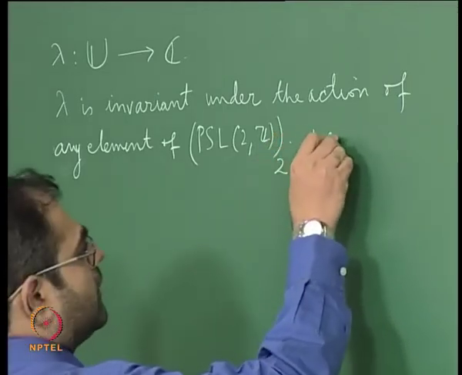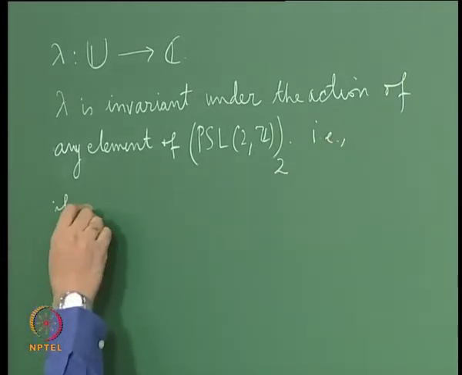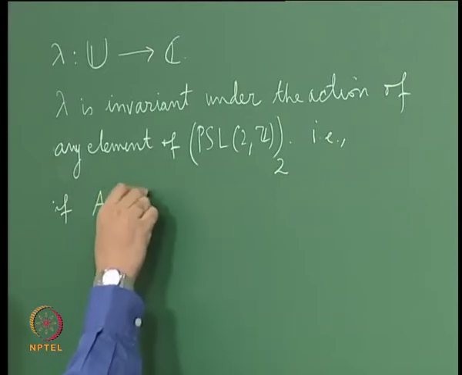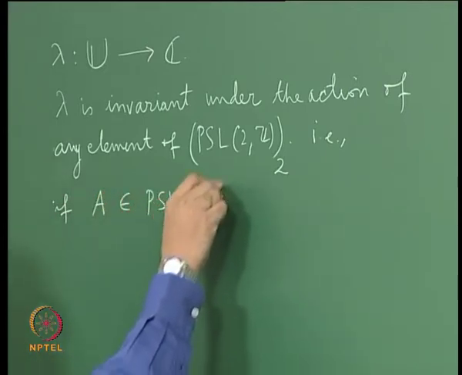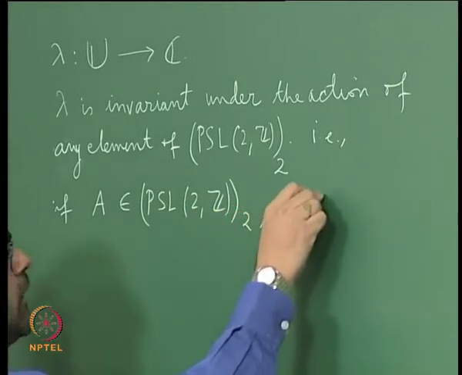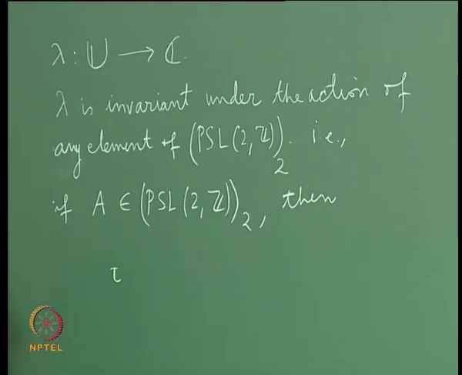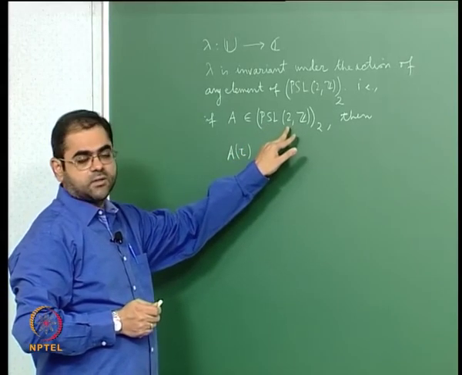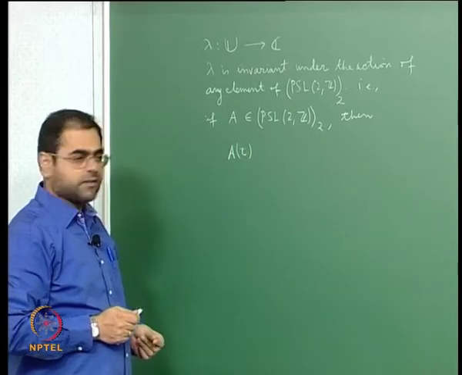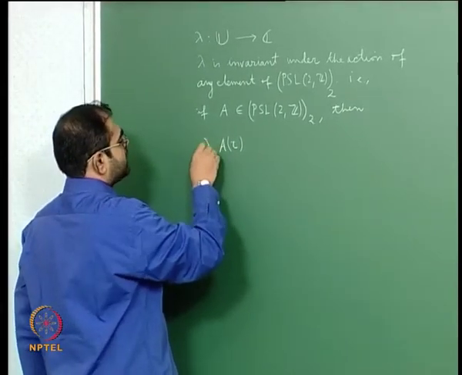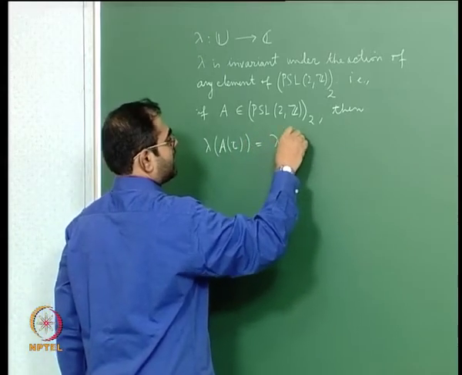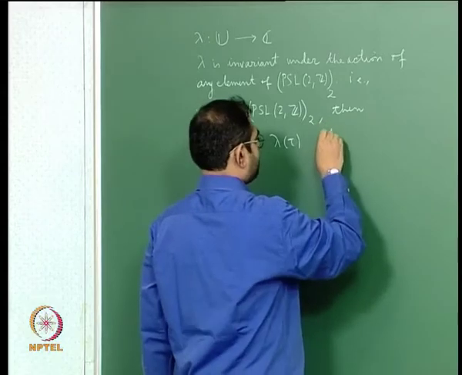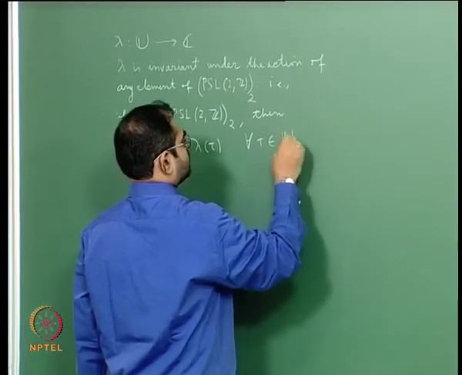In other words, if A is an element of this congruence mod 2 subgroup, and I take a tau in the upper half plane and apply A of tau, of course it is going to give me another point in the upper half plane, because these are all elements in PSL2R which are automorphisms of the upper half plane. And then if I apply lambda to this, I will simply get back lambda evaluated at tau. So this is the invariance property.